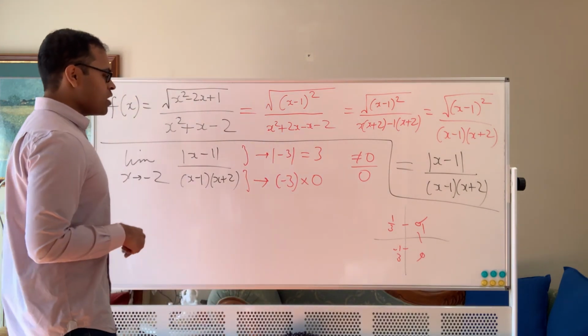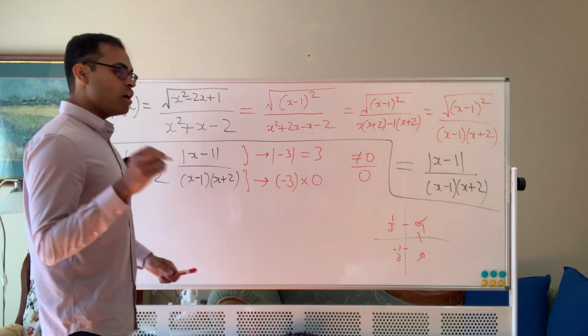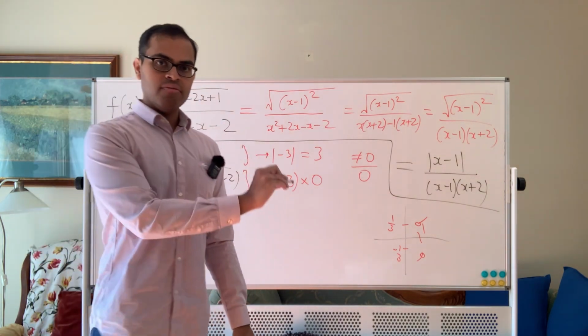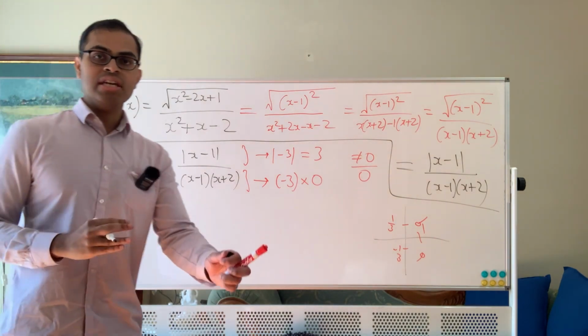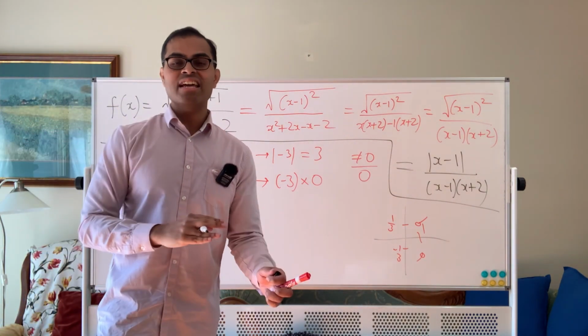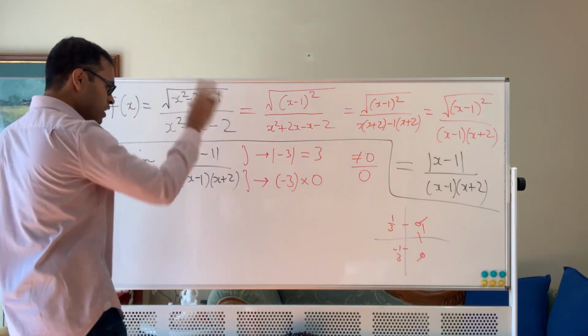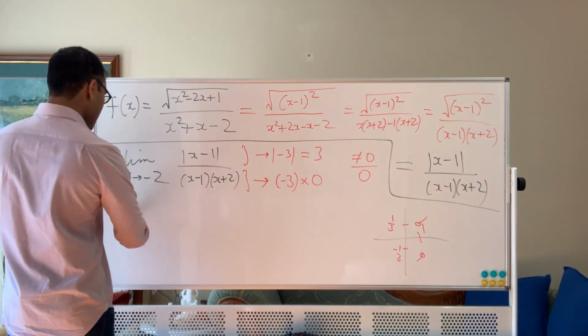But here, what we want to do is think about what happens when x approaches negative 2 from either side, because if you think about the limit as x goes to 0 of 1 over x, which I've done a video on, as x is positive, it goes to plus infinity. As x is negative, it goes to negative infinity. So what you want to do is split into a right hand and left hand limit and understand what's happening. So here it's the same idea.